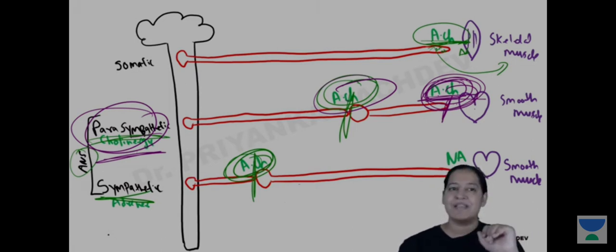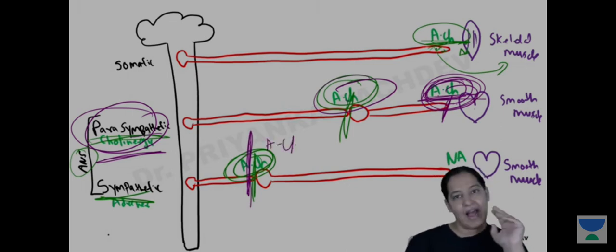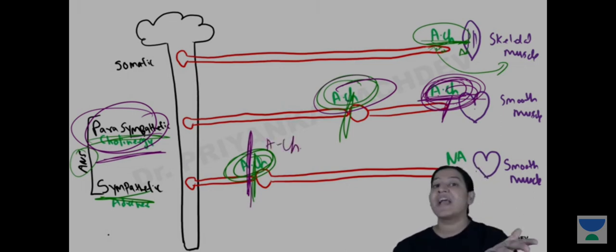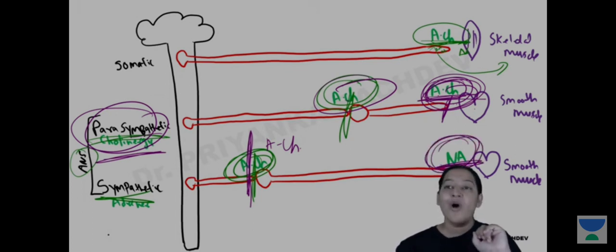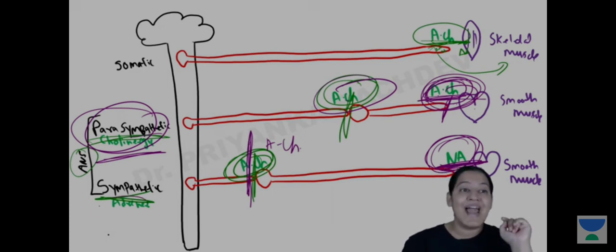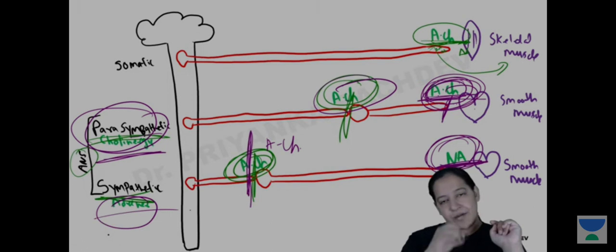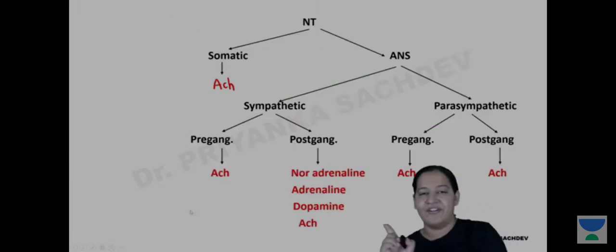What about sympathetic system? Here preganglionic neurotransmitter is acetylcholine only. I agree. But what about the postganglionic neurotransmitter, or the neurotransmitter at the effector organ? It is not acetylcholine, it is noradrenaline. Noradrenaline is the main neurotransmitter here. That's why sympathetic system is known as adrenergic system. So my chapter for you today is adrenergic system. Give me a thumbs up.